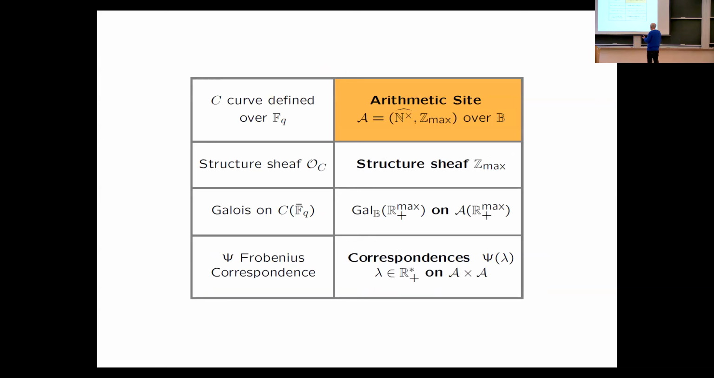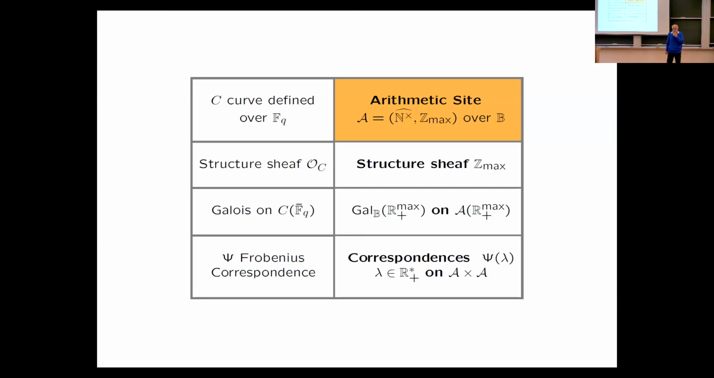So here you have the start of an analogy, and the start tells you that you have this arithmetic side, you have the structure shift. Okay, but what about the Frobenius correspondence? Because it's nice to have the Frobenius as an automorphism of the coefficients, but you would like to have it also as a geometric notion on the space.